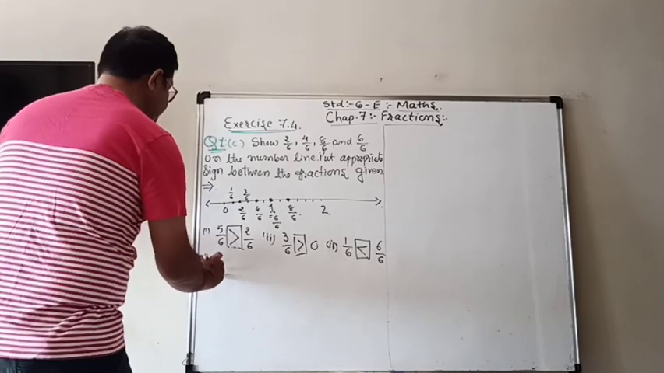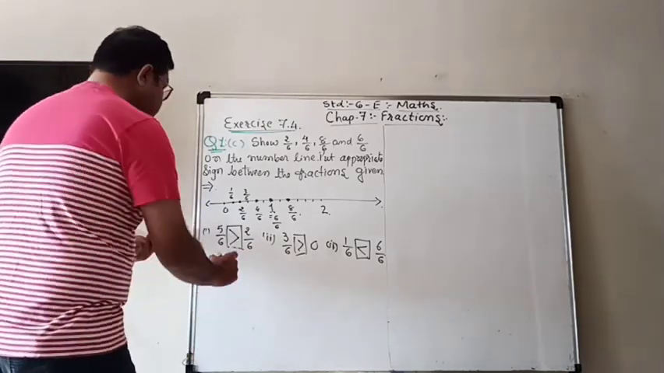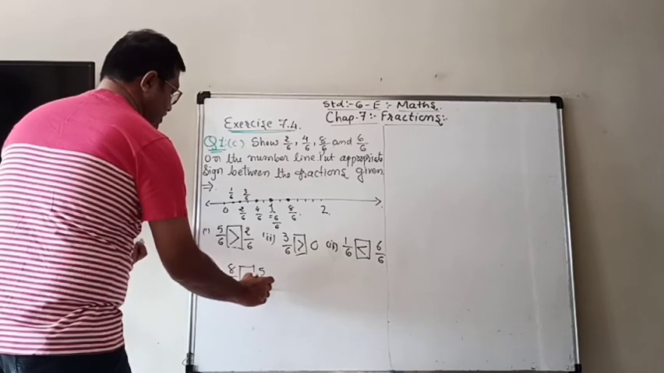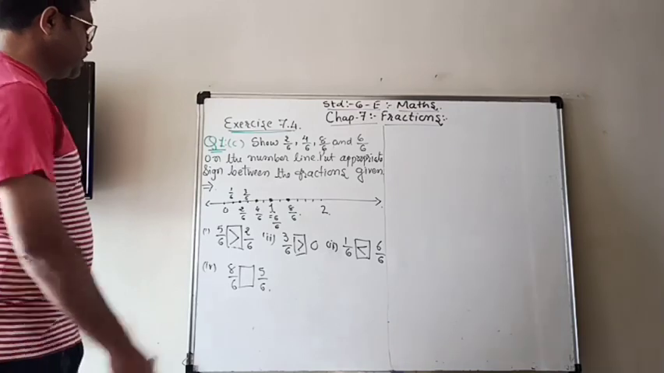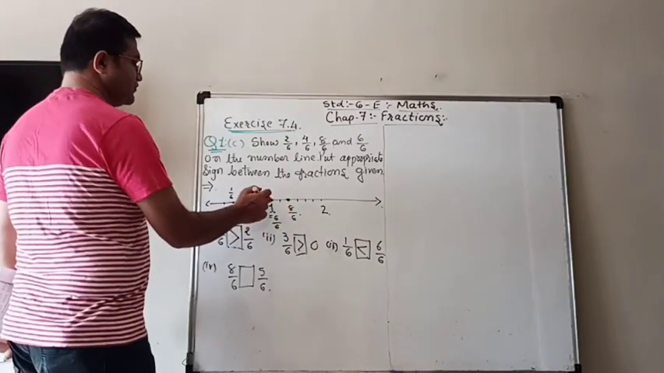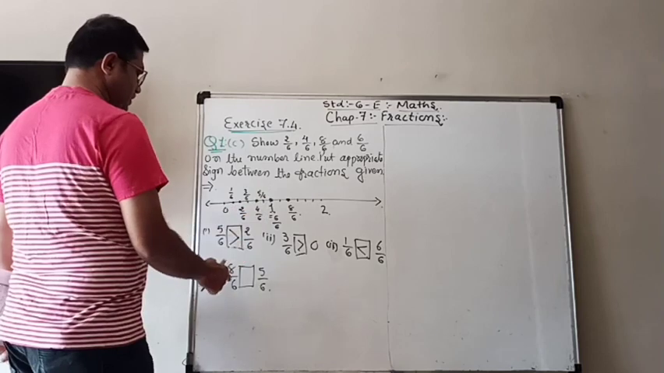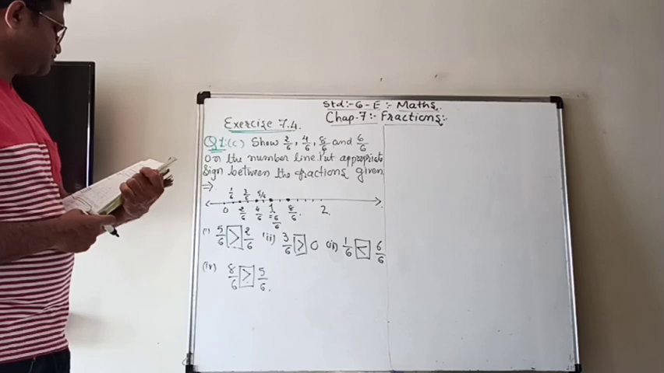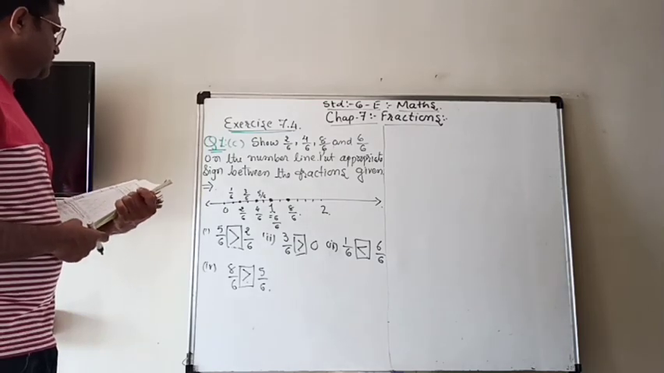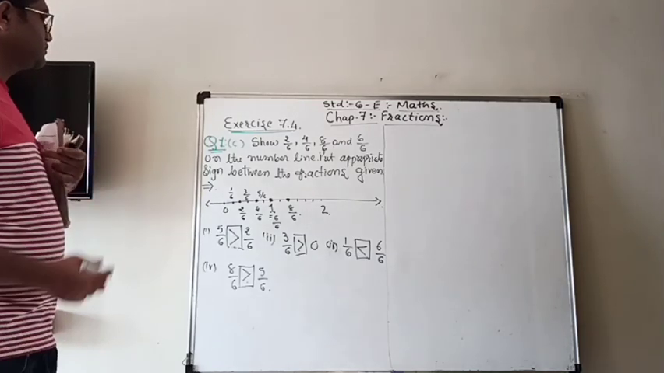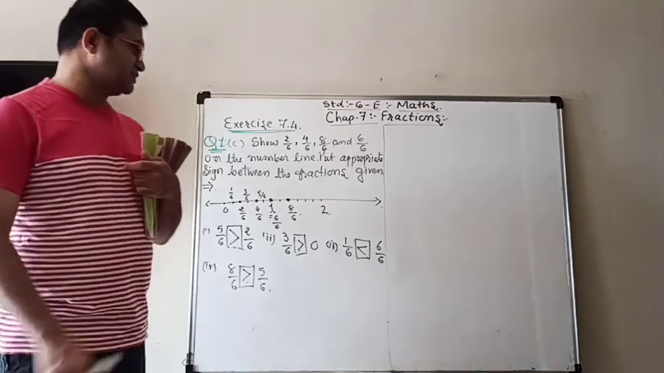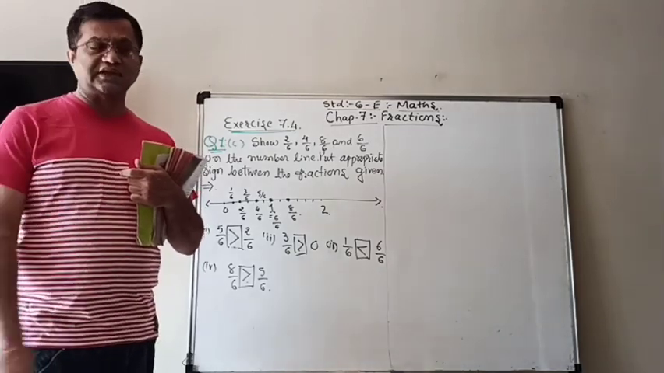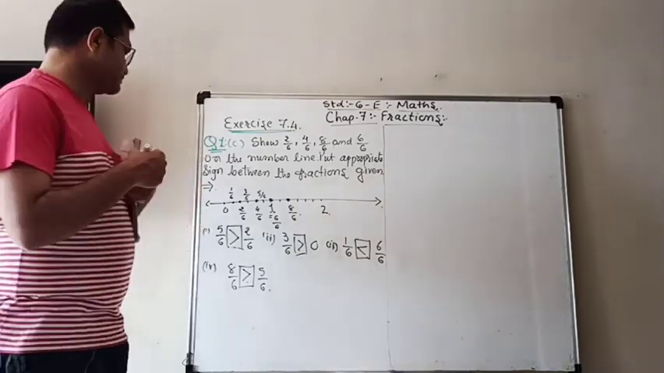And the fourth one is 8 by 6, box, 5 by 6. So here also we can see that 8 by 6 is here, 5 by 6 is here. So 8 by 6 is greater than 5 upon 6. So that is very simple, because they are all like fractions. It is very easy to compare like fractions because they have equal denominators.